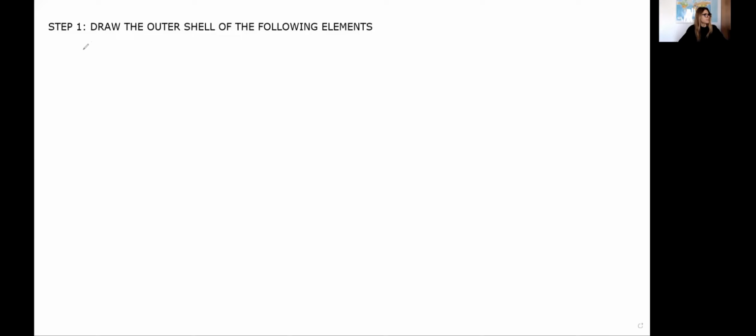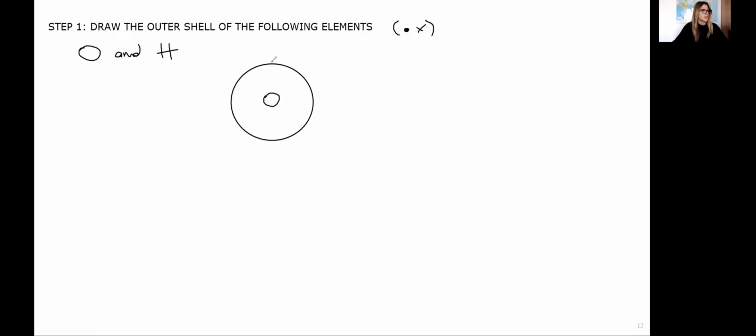So, the outer shells of these elements. Oxygen, well, we need to look at the periodic table. We know that oxygen is in group 6, so it means that it has 6 electrons in the outer shell. So we need to draw them out. Remember that we always need to draw them in the form of dots and crosses to distinguish between different elements.